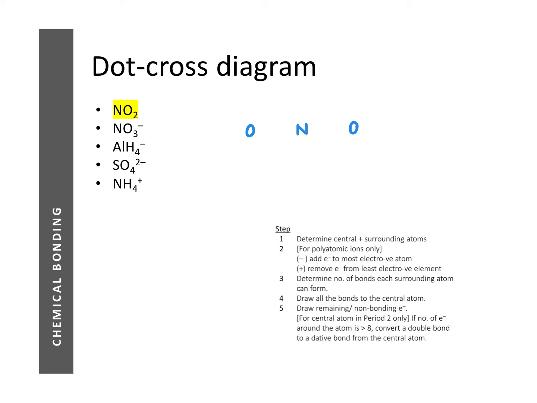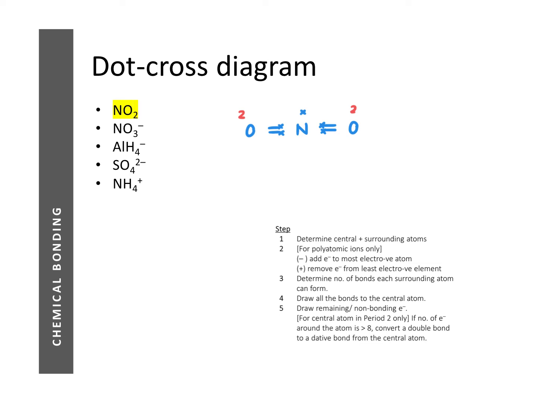Step number 3, we need to determine the number of bonds each surrounding atom can form. So earlier we have seen that oxygen has 6 valence electrons, so each oxygen atom can form 2 bonds to the central atom. Step number 4, to draw all the bonds to the central atom. So oxygen will form 2 bonds to nitrogen, the other oxygen will form 2 bonds to nitrogen. And step number 5, to draw the remaining or non-bonding electrons. Now if we take a look, nitrogen has shared 4 electrons with oxygen atoms. Nitrogen has 5 valence electrons, so there is 1 electron that is not used for bonding.